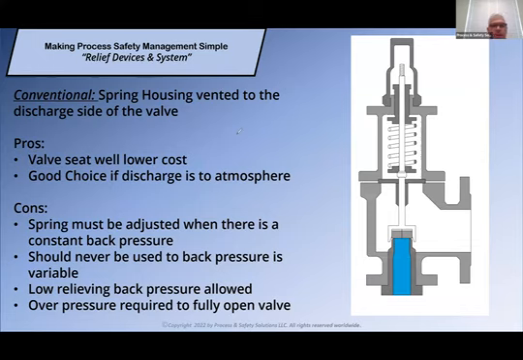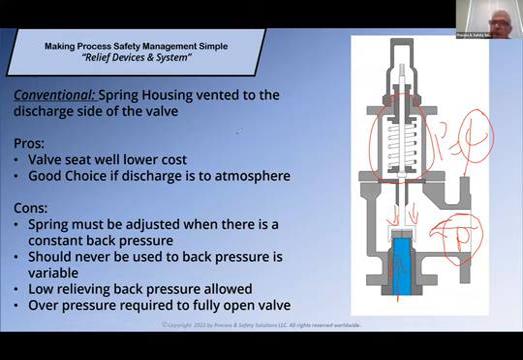The cons are that the spring must be adjusted when there's a constant back pressure. What we mean by that is that there's a pressure back here that's constant, that's pushing down on this valve right here. Because it's pushing down, it's going to keep that valve from lifting as it should. Now, if it's a constant back pressure, in other words P equals C, a constant, then we can adjust that spring such that the pressure in here is going to lift at the set pressure every time. On the other hand, when P is not equal to C, then we have to adjust that spring accordingly, depending on what that back pressure really is.